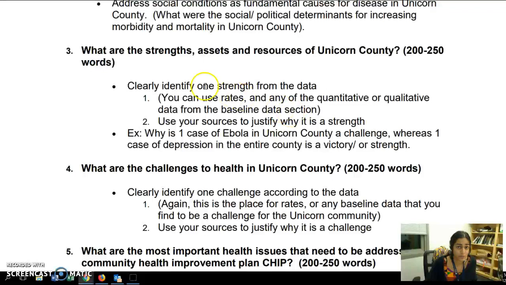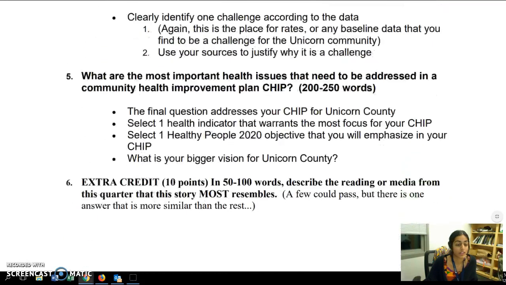Does it show we have good prevention services? Does it show we have a strong culture of caring about females in this culture? Does it show we have low access? And does it show that poverty determines what kind of health care you get? And so maybe that's a challenge. So looking at the big picture here, you're pointing out a single strength and a single challenge, but what does it show about Unicorn County is what I'm really looking for.